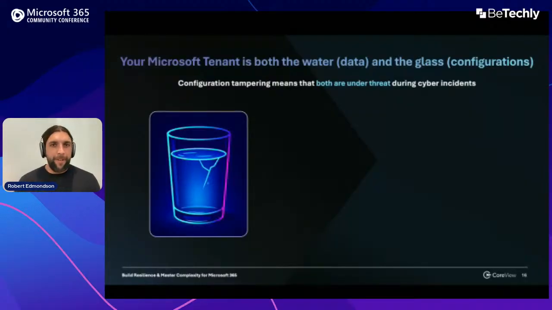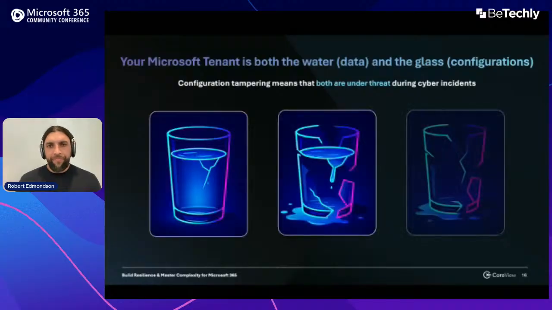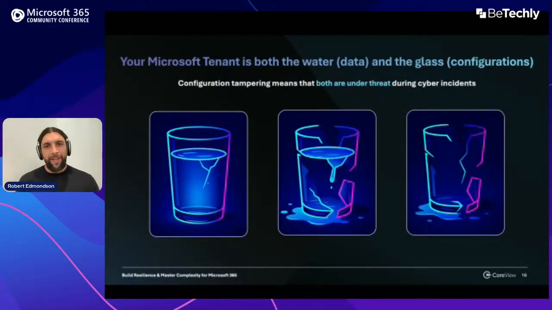So you're fine. Here's the issue. During incidents, I might take the glass and smash it on the floor. I might chip certain parts out of it. I might change configuration so much that the glass loses its integrity. So now if you try and pour your water back in, it's going to leak, it's not going to work. You don't have a secure environment to put the data into. This is why it's critical that you back up both the water and the glass.